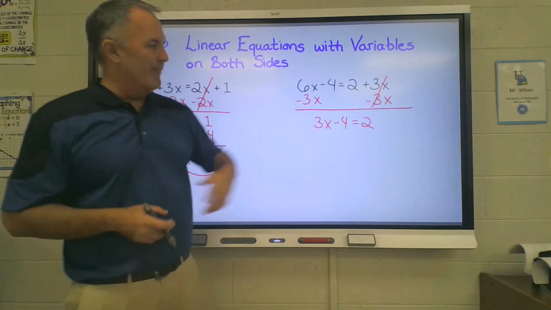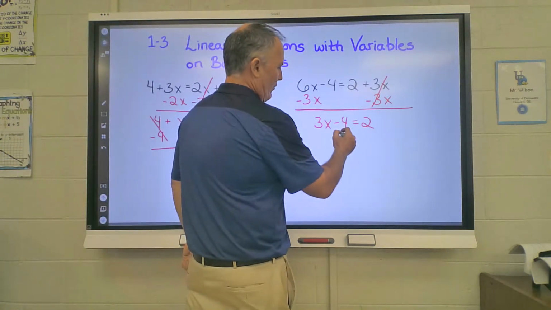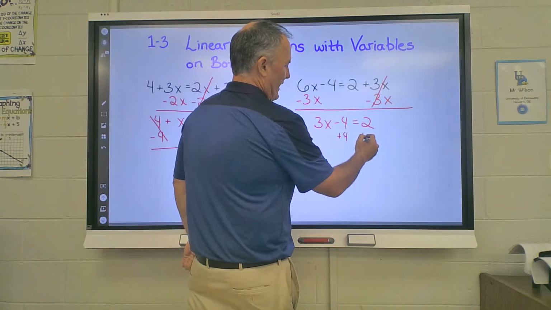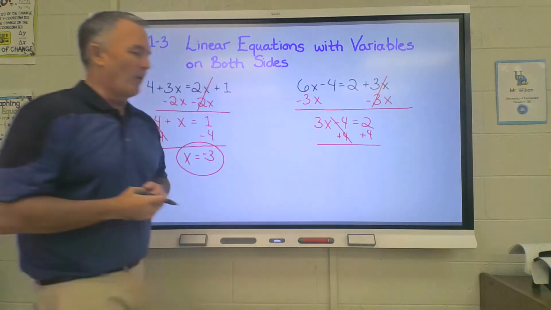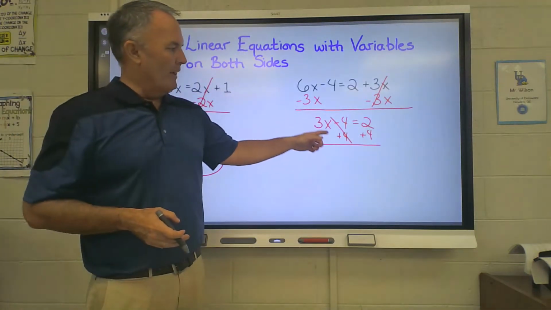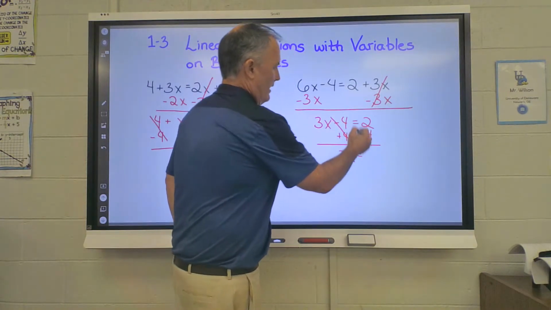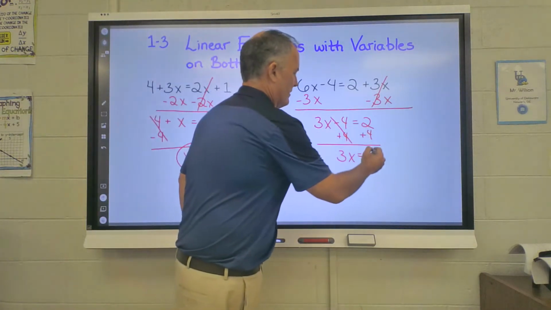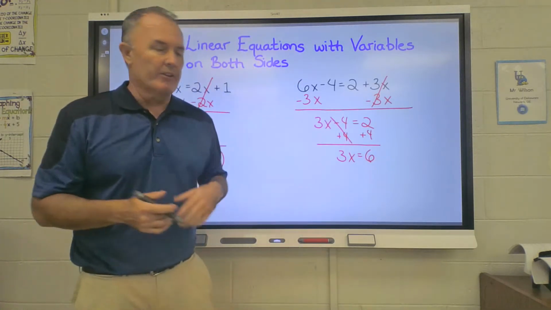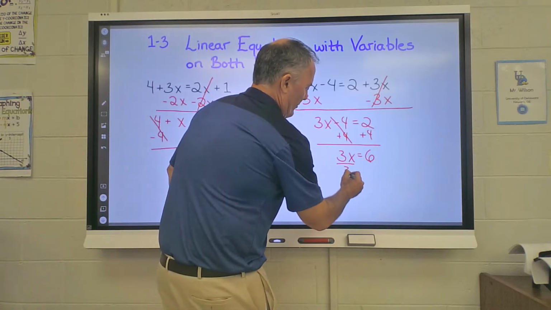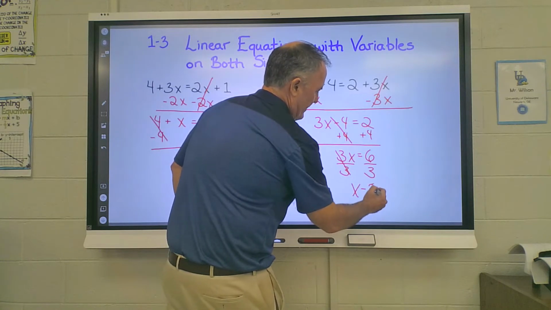Okay, so I want to get rid of the negative 4 because that's not really attached too much to the x. So the opposite of subtracting 4 would be to add 4 on both sides. That cancels that part out. All I'm left with on the left side is 3x. That's going to equal 2 plus 4 is 6. Then the opposite of multiplying by 3 is to divide by 3. So I'm going to divide both sides by 3. So x is going to be 2.